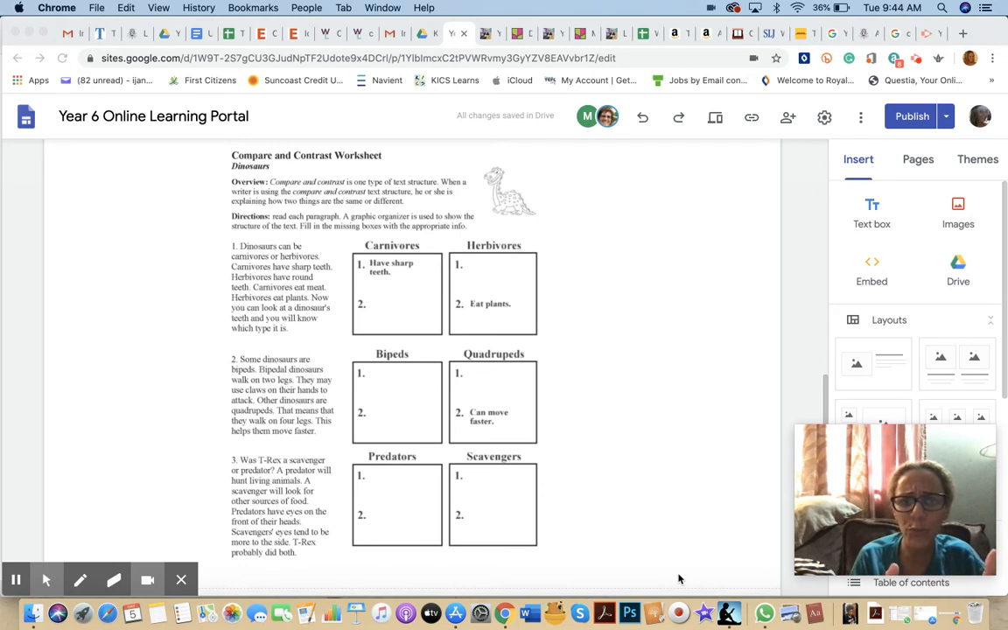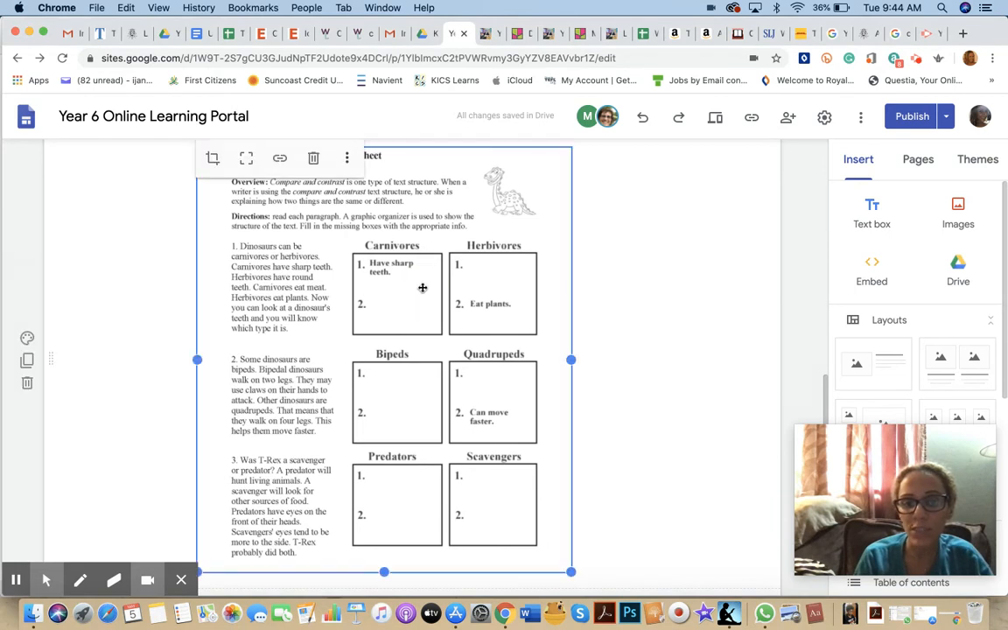So I've given you a worksheet here that talks about the overview of the compare and contrast text structure. So it kind of gives you some idea and then some directions of what you need to do. So you need to read each of the paragraphs. Now it says to use a graphic organizer, which is this part over here, but because you can't fill it in, you're going to have to type it out.